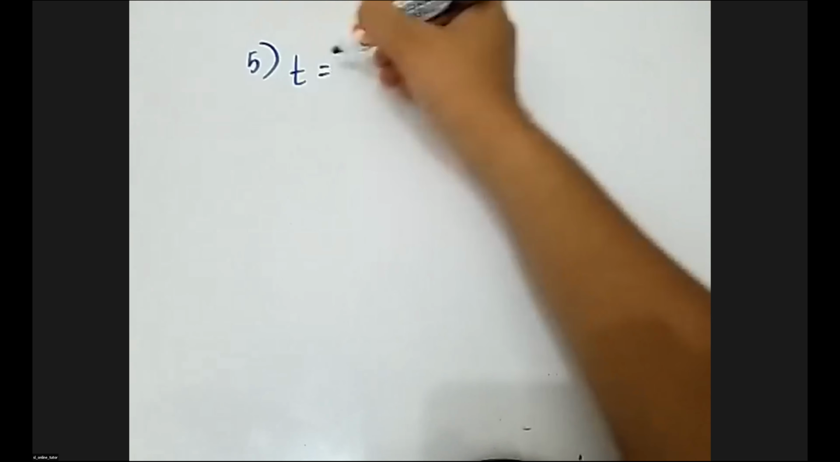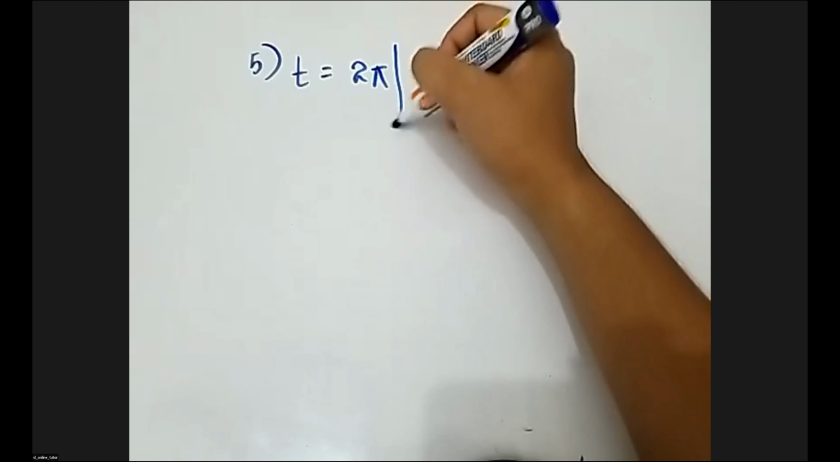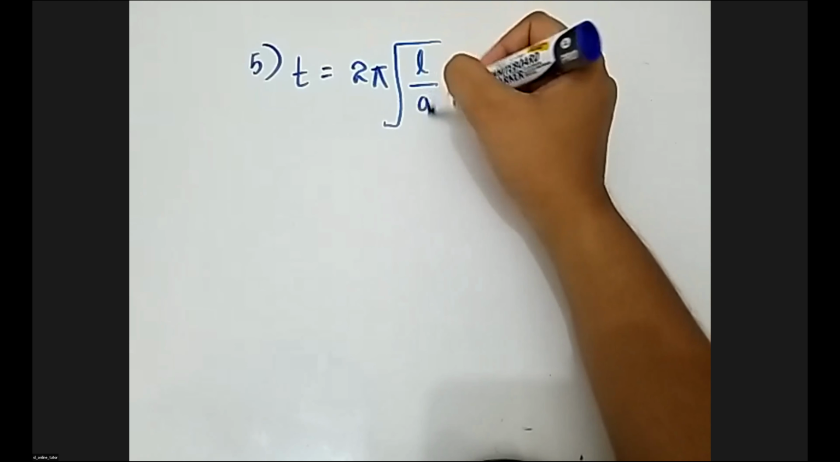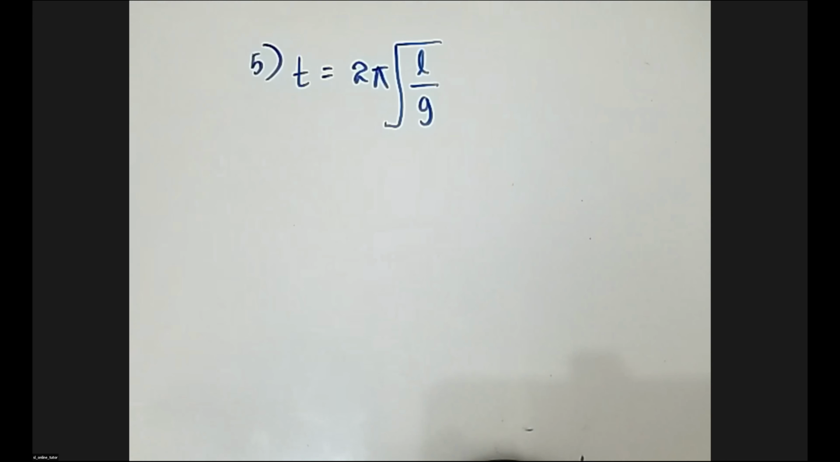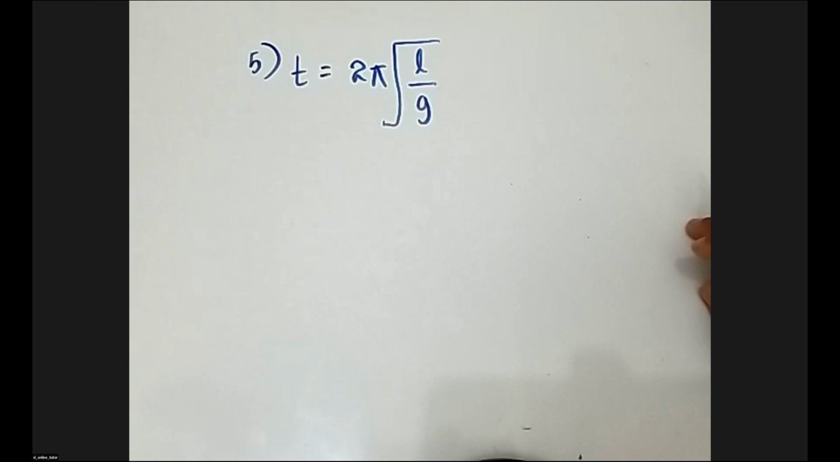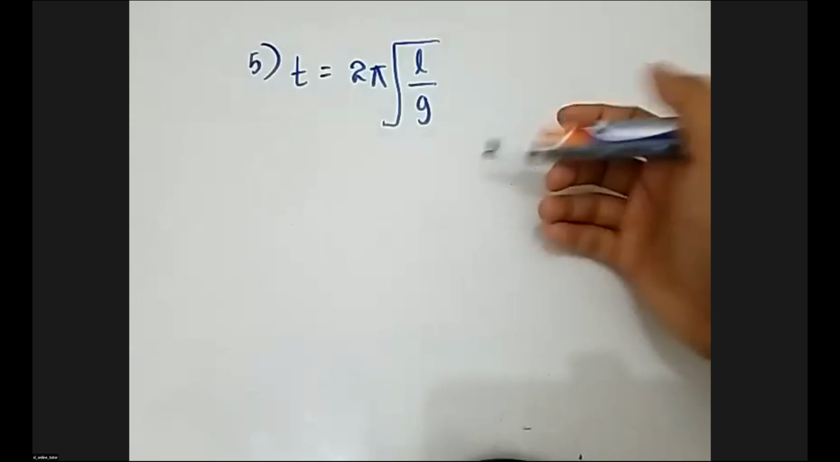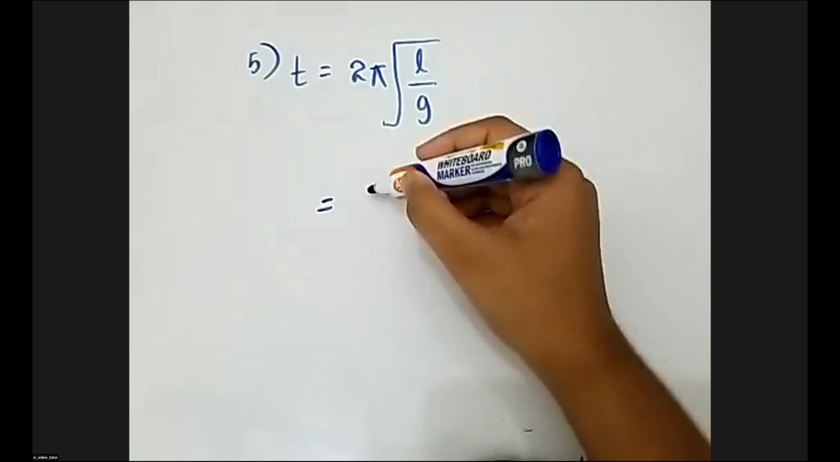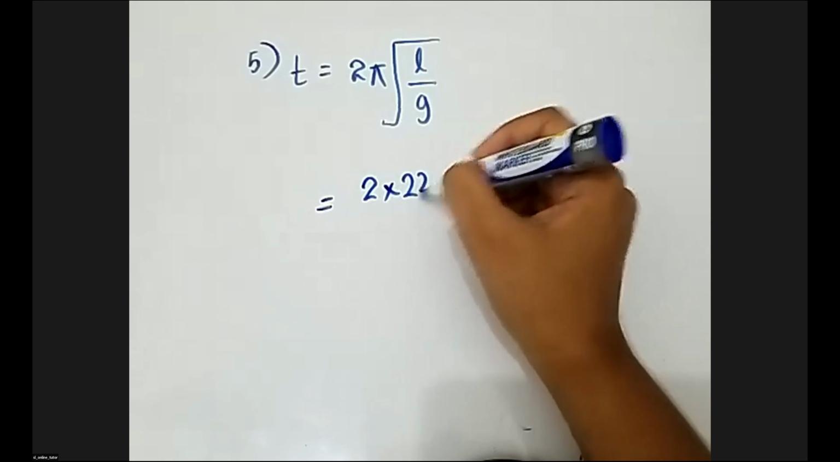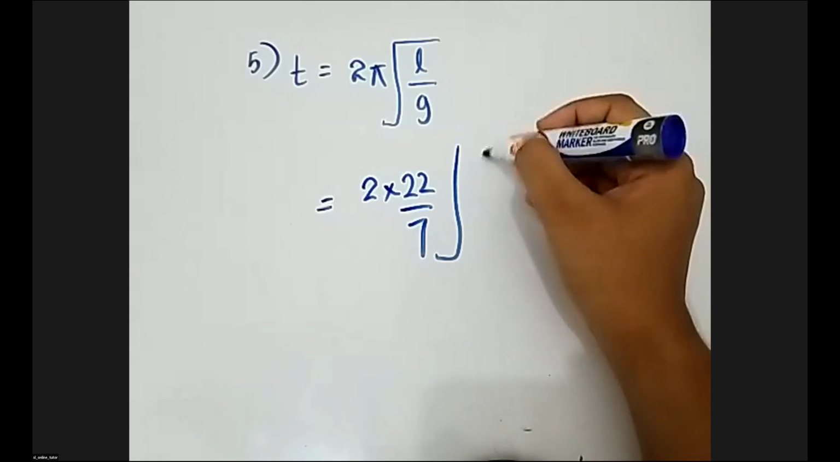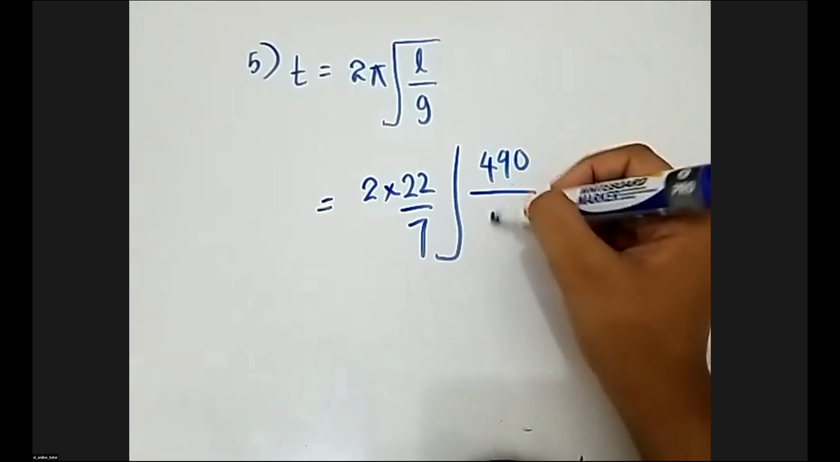Look at question 5. T is equal to 2 pi square root of L over G. There are lots of students with a mentality that when they see a square root or a power 2, they become so afraid and feel the question is difficult, but it is not. The question says you have to find the value of T. Already T is the subject, so no problem. We don't need to make it the subject. Now we have to substitute only. Pi is given as 22 over 7, L is given as 490, G is given as 10.